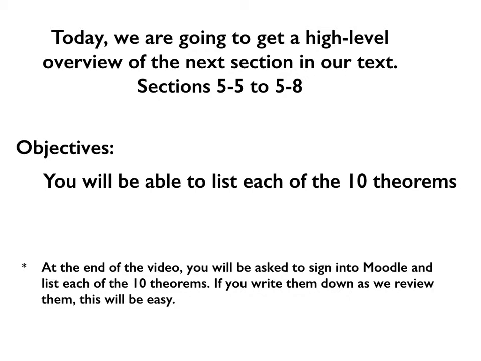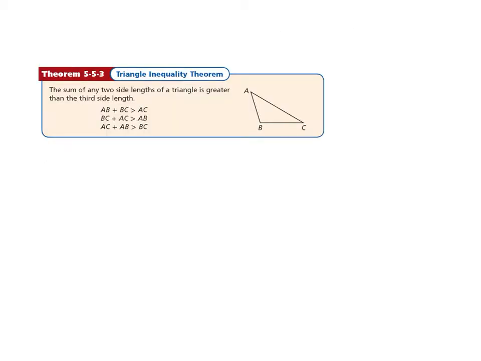Okay, so the first one you should all be familiar with, because we came to this conclusion as one of your exercises when we looked at the lengths of the sides of a triangle. This is called the triangle inequality theorem. Basically all it says is that the sum of two sides of a triangle must be greater than the length of the third side. So if you take any two sides of the triangle and take the sum of their lengths, it's going to be greater than the third.